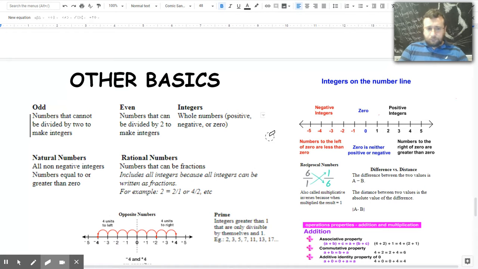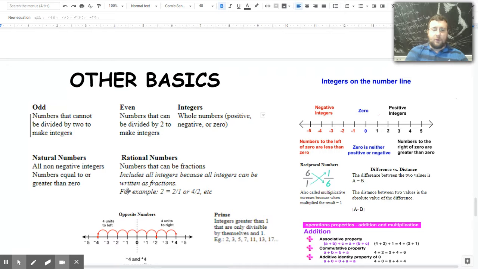Now, opposite numbers are numbers which are on opposite sides of the number line, but equally distant from 0. So for example, 4 is 4 digits to the right of 0. So negative 4 would be its opposite because it's 4 digits to the left of 0.